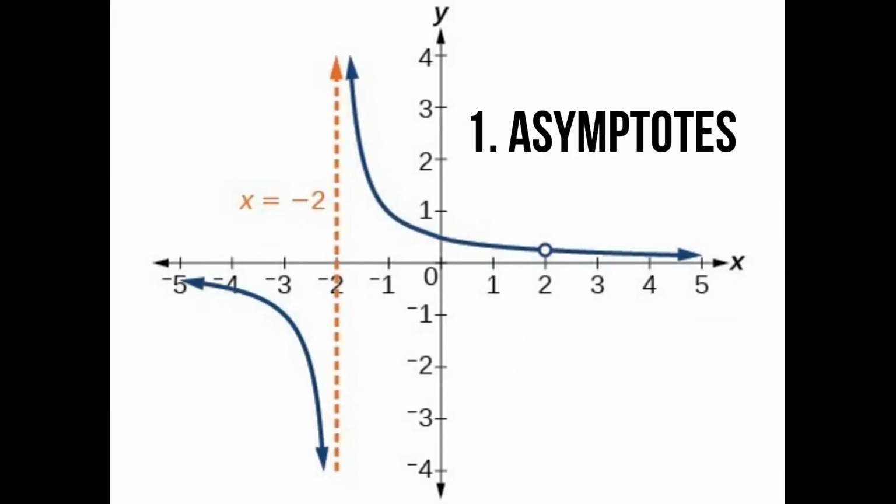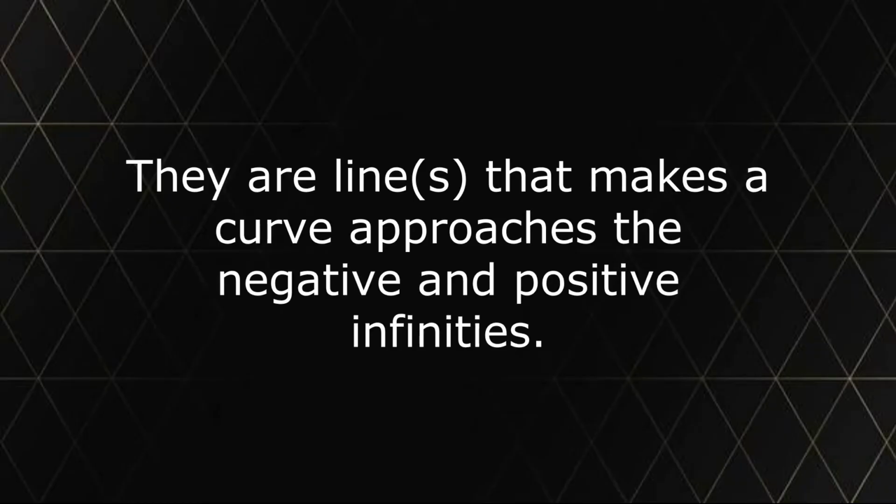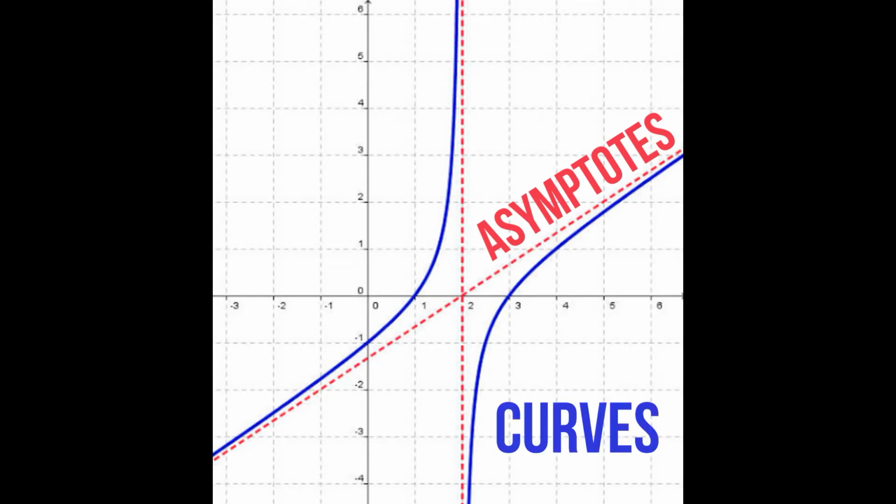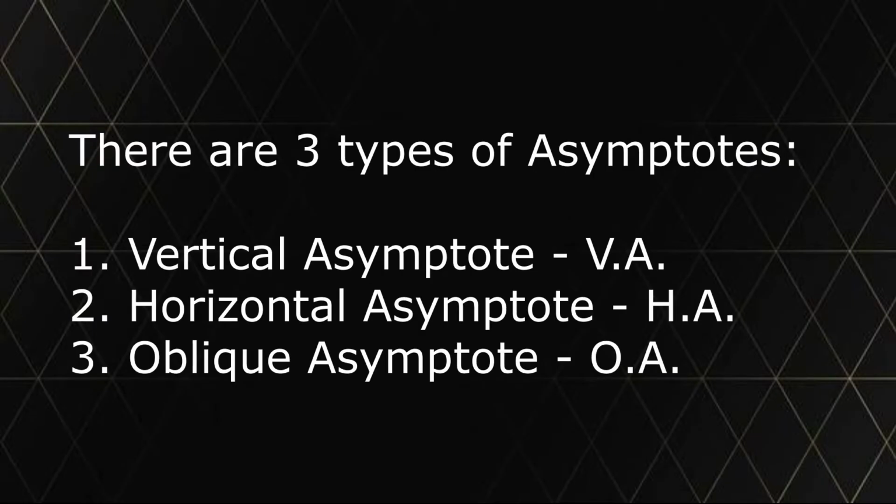Number 1. Asymptotes. Asymptotes are lines that make a curve approach both negative and positive infinity. For example, the two red lines are asymptotes. The blue lines are the curves. The curves are approaching these two lines but are being forced to go to negative and positive infinity and not touch the red line. There are 3 types of asymptotes: vertical asymptote, horizontal asymptote, and oblique asymptote.